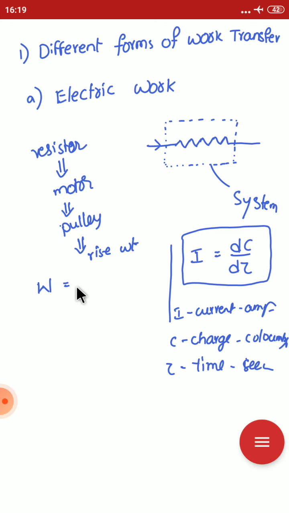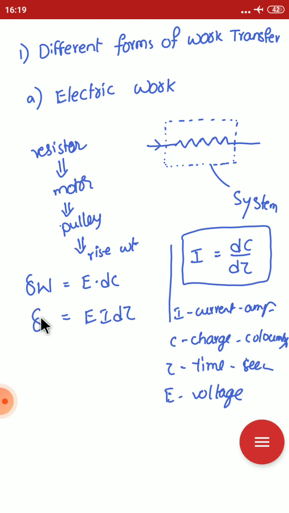The work delta W is equal to E into dC, where E is the voltage. dC can be written from this relation as E into I d tau. This is the work transfer through an electric resistor.